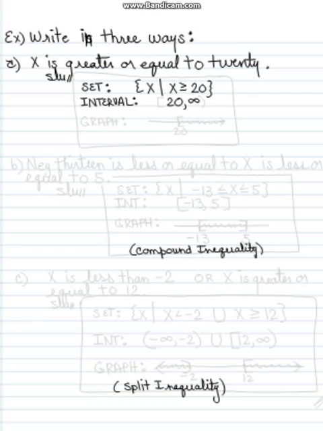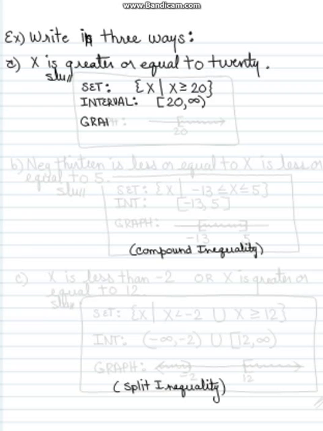Now we're going to put a boxy bracket for the 20 because there's an equal portion in the inequality that says greater than or equal to 20, so we're including 20. But we never include infinity, positive or negative, because it's not even a real number. We don't actually reach it. So always put an open round bracket next to your infinities.